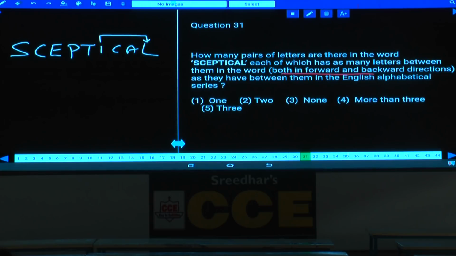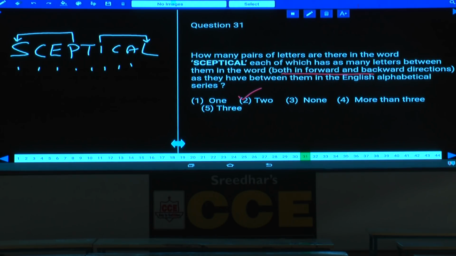Then coming from the right hand side, L, M, N, O, P, Q, R, S, T. No letter is matching. Then A, B, C, D, E, F, G, H, I, J, K, L, M, N, T. No letter more than this one. P, Q, R, S. Now, between P and S, there are 2 letters. In the alphabetical order also, we have only 2 letters. Hence, how many are there in total? There are 2 such pairs, that is choice 2. Question number 31, choice 2 is the answer.